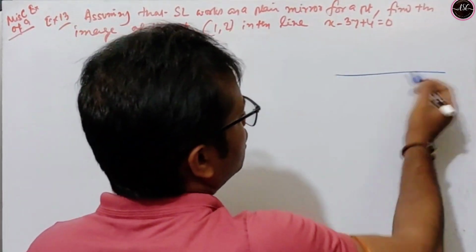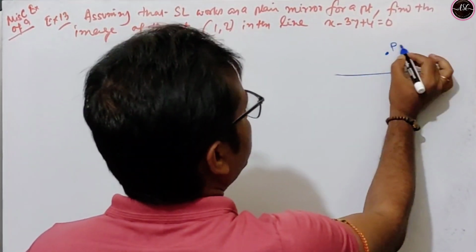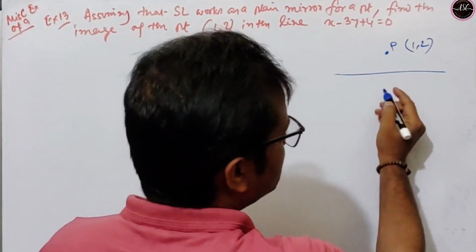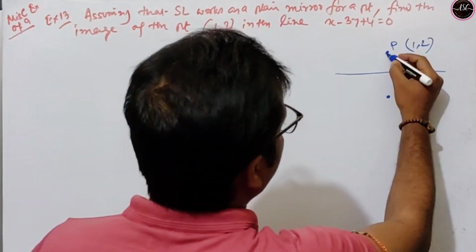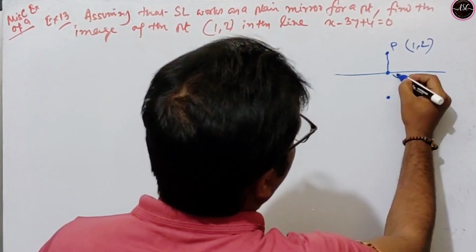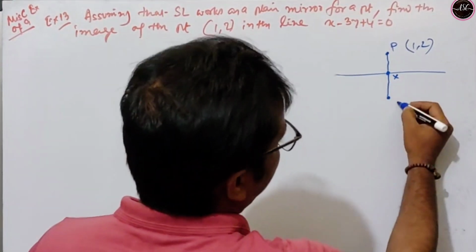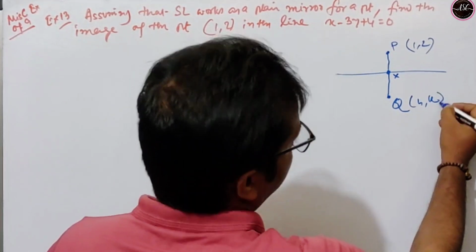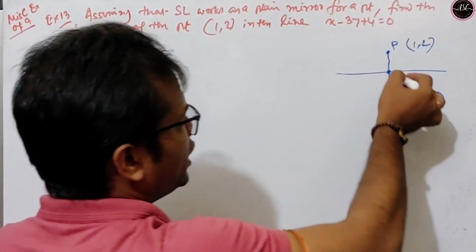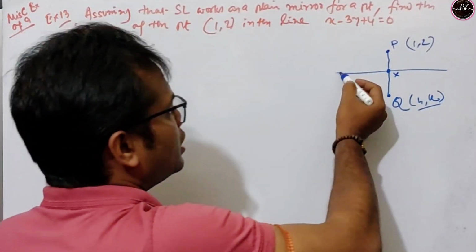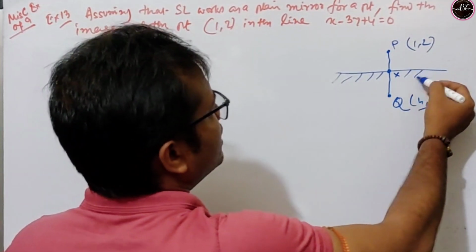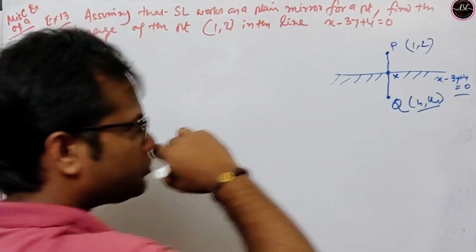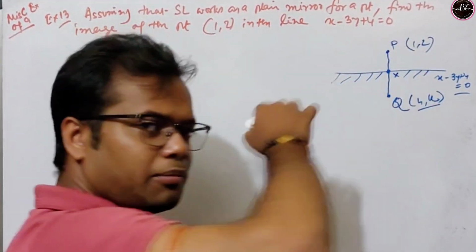So just look at this here. This is the point P, (1, 2). If this is a mirror, we know the reflection should be at the same distance, so let this be the point Q. We should find the coordinates of Q. Since PQ is bisected by the mirror, the mirror is the straight line x minus 3y plus 4 equal to 0. So this is the bisector.